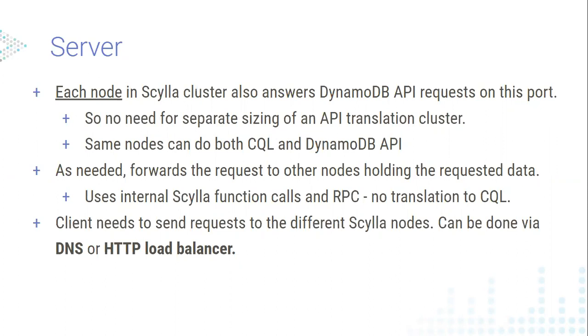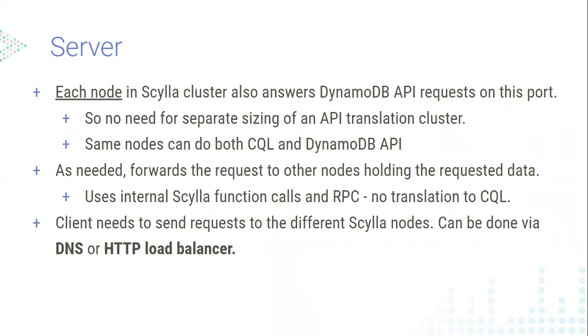If you have proxies, then you always have to worry, do you have enough proxies? Maybe you have too many proxies. So here you don't care, if you measure that you need 50 Scylla nodes, then they will do everything. They do all the work, and you don't need to subdivide your cluster to all sorts of roles and things like that.